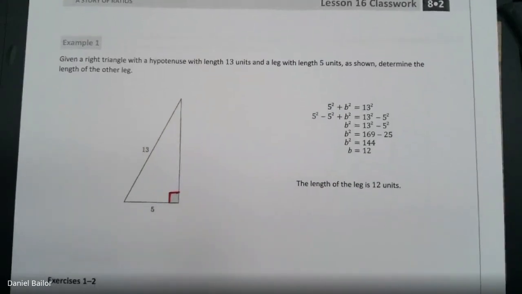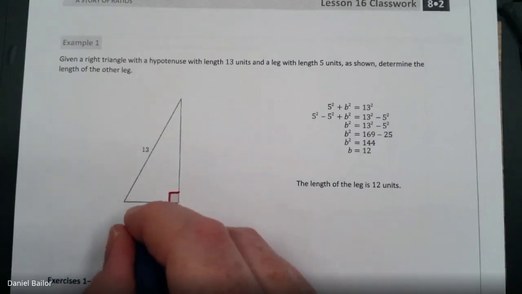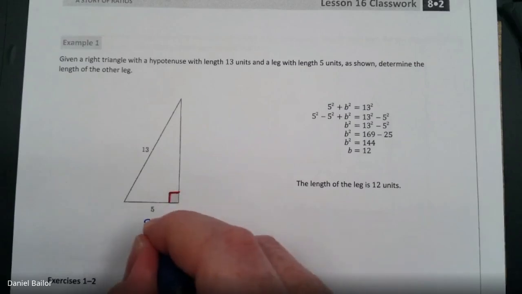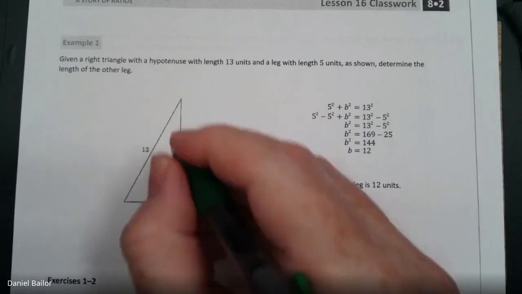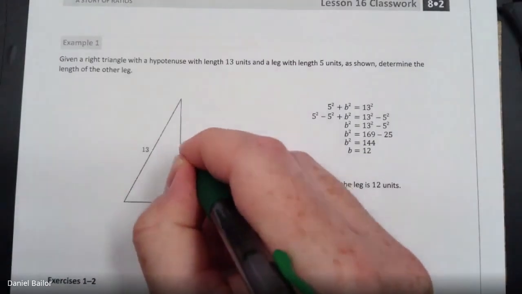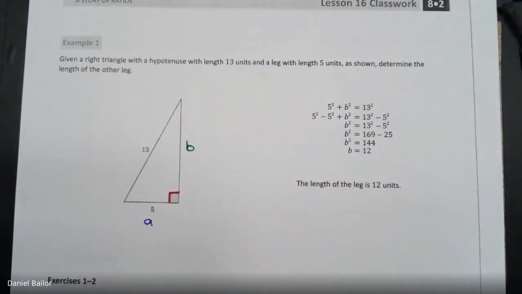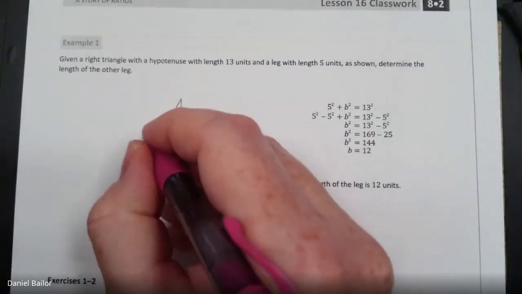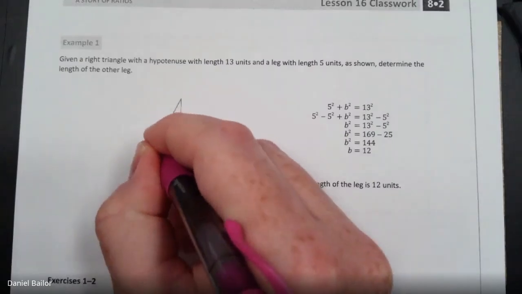Step 2, find the legs. So remember, the legs are next to the right angle. So here can be a leg, and here is a leg, and I'm going to label them A and B. And there's also the hypotenuse, which is opposite from the right angle, the side that is opposite, and that is C.